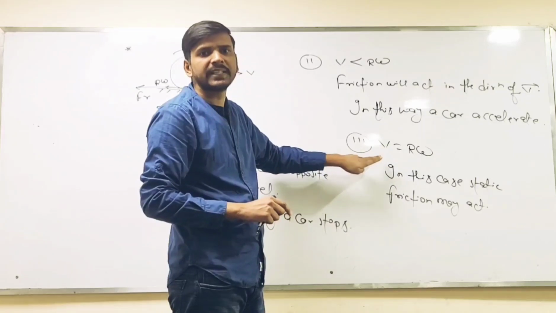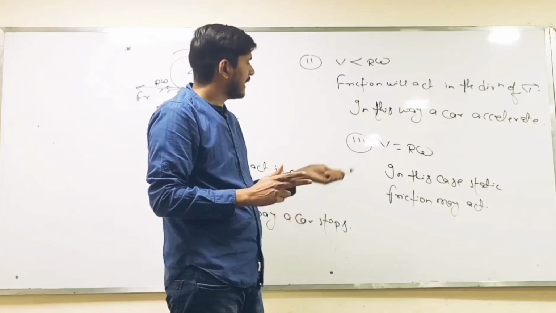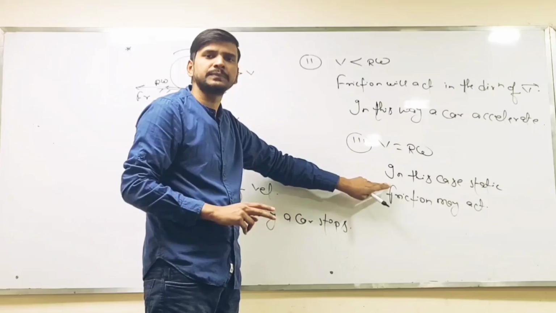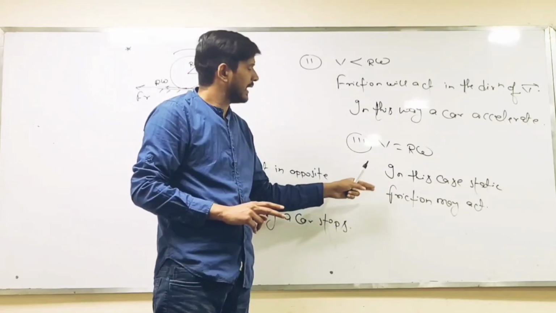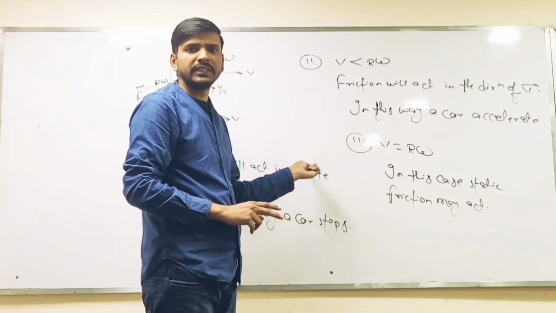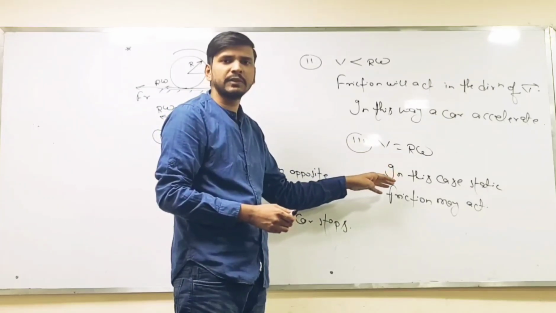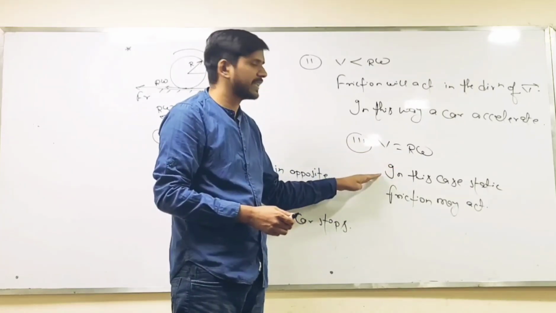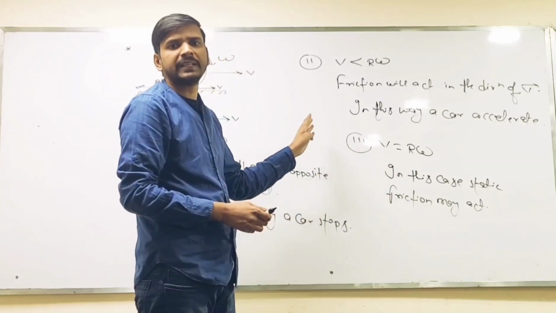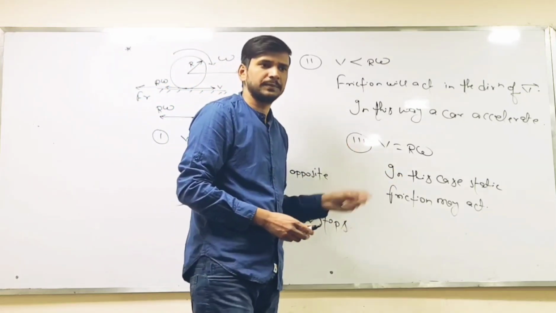For finding the direction of static friction, just assume the direction of static friction in any direction, and after solving the question, if static friction comes positive, this means taken direction is correct. And if static friction comes negative, this means actual direction is opposite to the taken direction. We solve the equations, and after solving we find the value of static friction.